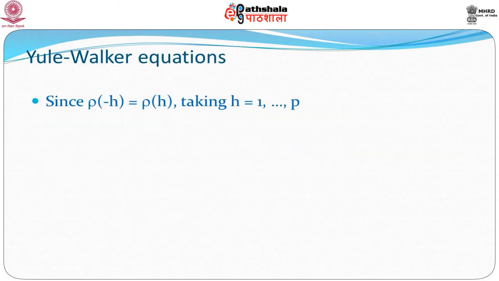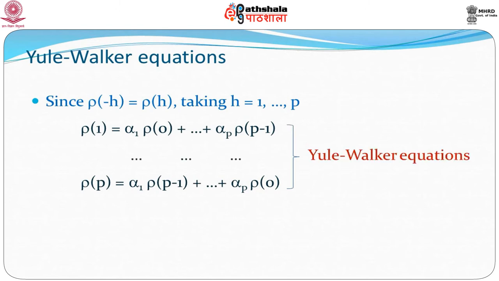Now remember that rho is an even function, so rho minus h is equal to rho h. If we take h equal to 1 to p, we have rho 1 is equal to alpha 1 p rho naught, etc. And for the last one, if you take h equal to p, in this case the first one was h equal to 1, you get rho p is equal to alpha 1 rho p minus 1, etc. And this whole set would be the Yule-Walker equations.